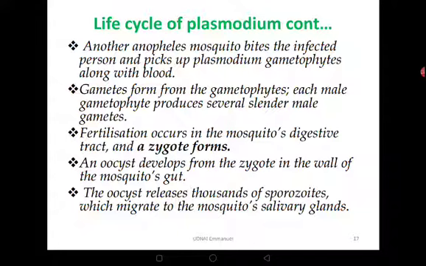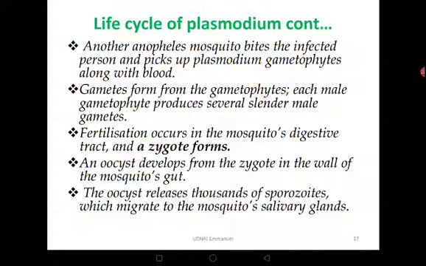Another Anopheles mosquito bites the infected person and picks up the plasmodium gametocytes along with the blood. So another mosquito will come and bite you when you are having malaria. It will not only pick blood, but it will also pick the parasites with it. And that's how mosquitoes get infected with the malaria parasites.